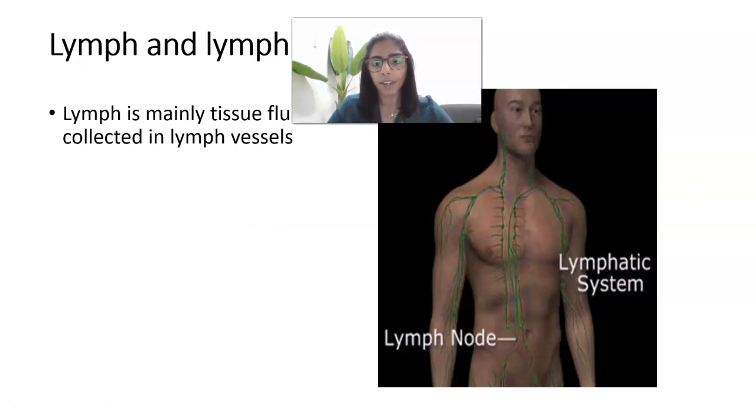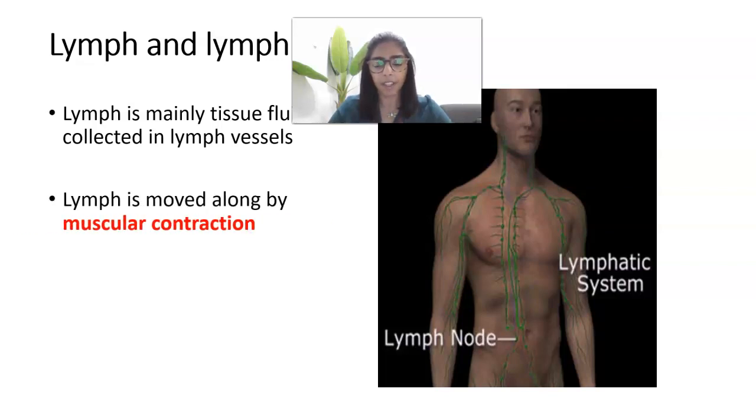So we now know that lymph, the fluid in the lymphatic system, is mainly made of tissue fluid, which is the liquid that is filtered from blood plasma, and it collects in lymphatic vessels. In order to push this lymphatic fluid, or lymph, around the body, we actually rely on skeletal muscles to squeeze and push this fluid around the body.